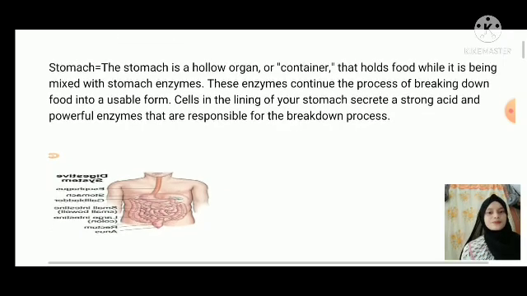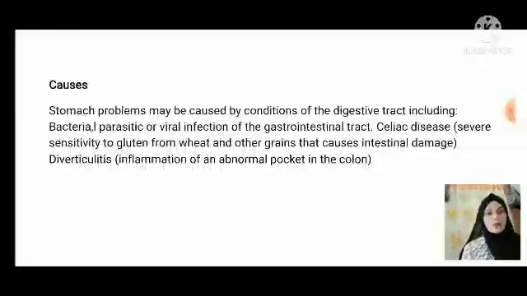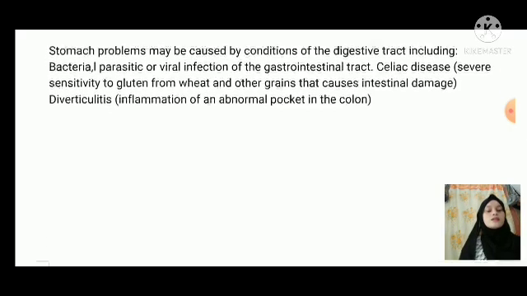So for the causes of stomach problems: they may be caused by conditions of the digestive tract, including bacterial, parasitic or viral infection of the gastrointestinal tract; celiac disease, or severe sensitivity to gluten from wheat and other grains that causes intestinal damage; and diverticulitis, which is inflammation of abnormal pockets in the colon.